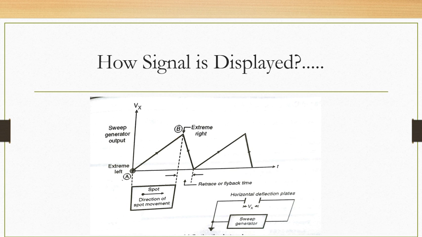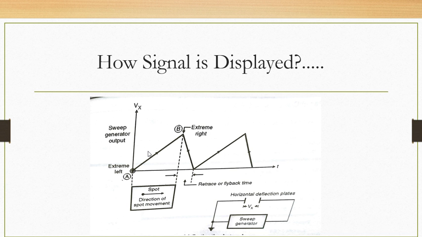So the time taken by Vx to rise from 0 to peak voltage corresponds to the time taken by the spot to move from the left to right. That is very easy to understand, and that is called the trace time. So again I am repeating, the time taken by this Vx from this to this will be equal to the time required by the spot to move from this point to this point, and that is called the trace time.